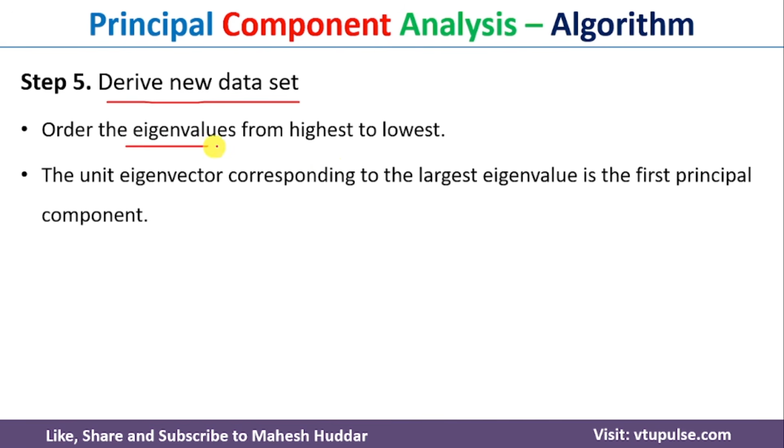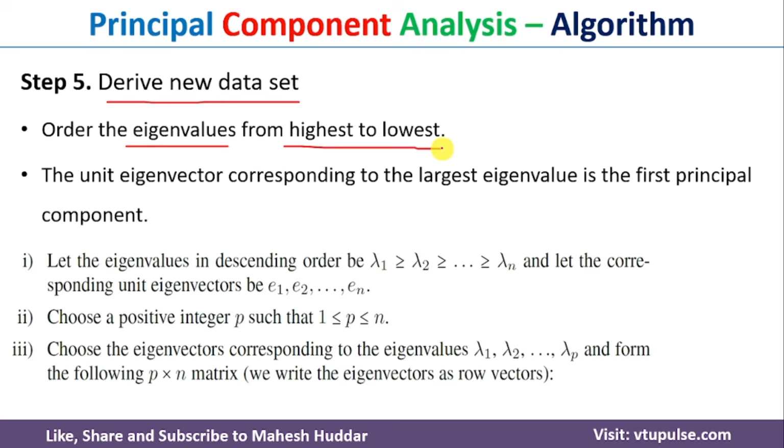We need to order the eigenvalues from highest to lowest. That is the first thing we need to do. We need to arrange these eigenvalues in descending order. That is nothing but lambda 1 is greater than or equal to lambda 2, greater than or equal to lambda 3, and so on, up to greater than or equal to lambda n. We need to arrange these eigenvalues in this order. Similarly, the normalized eigenvectors are also organized from highest to lowest.